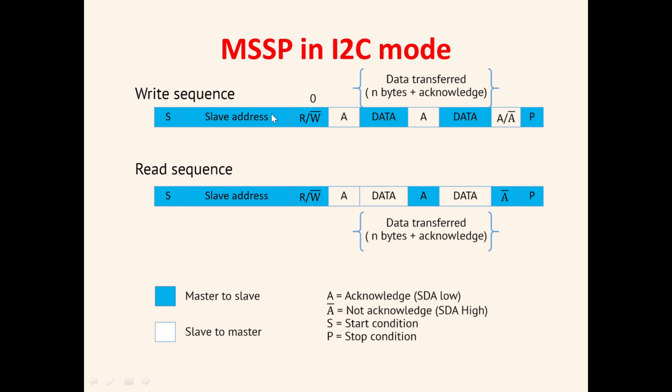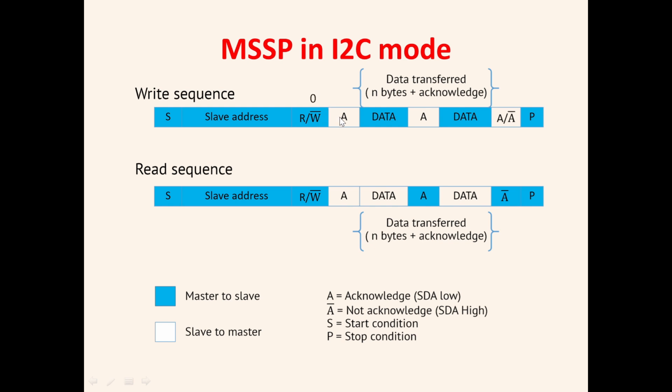The slave address will be active, and as you want to generate this as a write sequence, you need to provide this R/W bar as a 0, which means it is in the form of a write sequence. That's why it is active low.